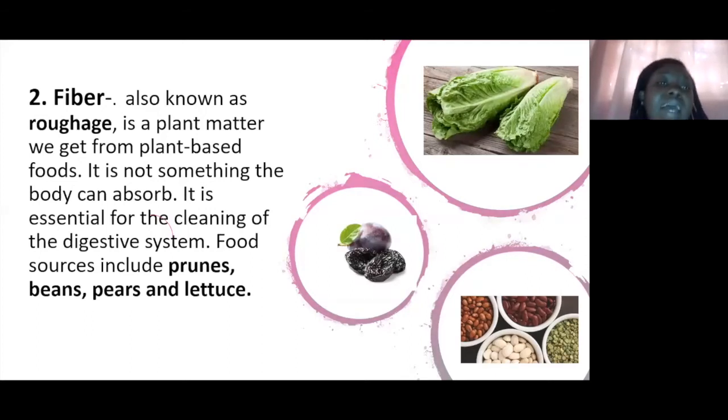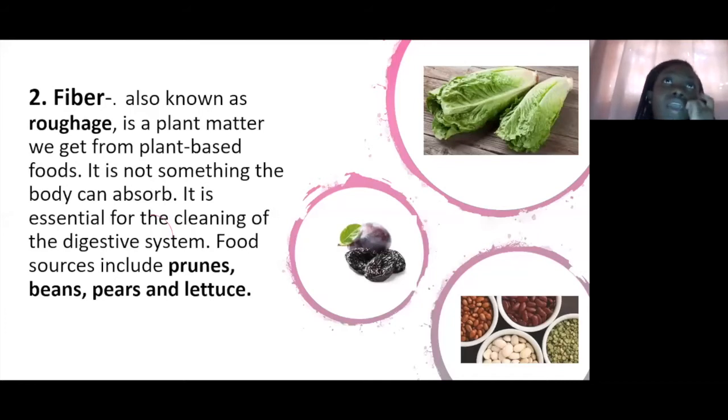Only from plant-based food. Interestingly enough, although we get this in plants, these cannot be absorbed. Our body cannot absorb this, right? So our digestive system is not made to absorb and use fiber in the way that it absorbs and uses the other type of nutrients. But fiber is still very important. And why is it important? Fiber is essential for cleaning out the digestive system.